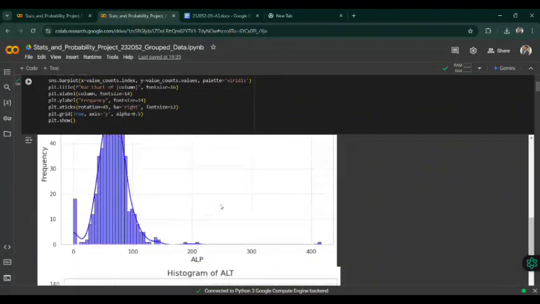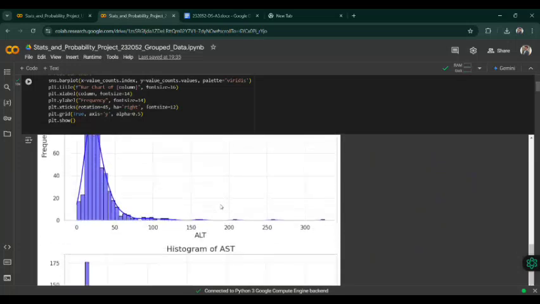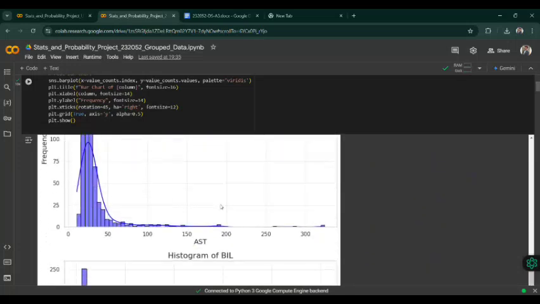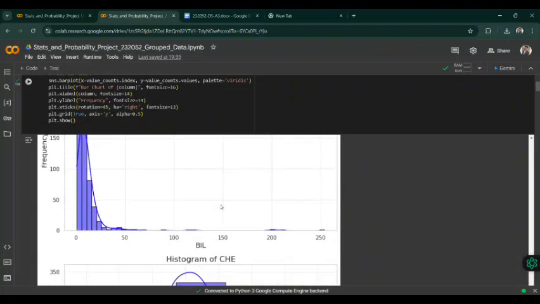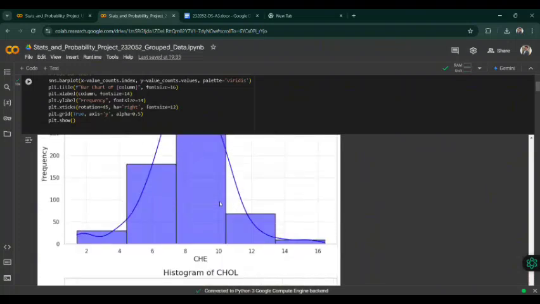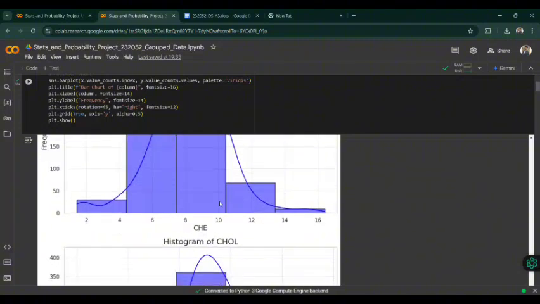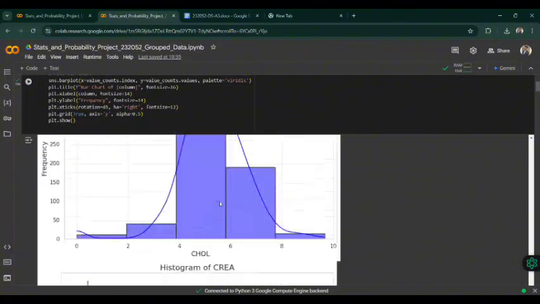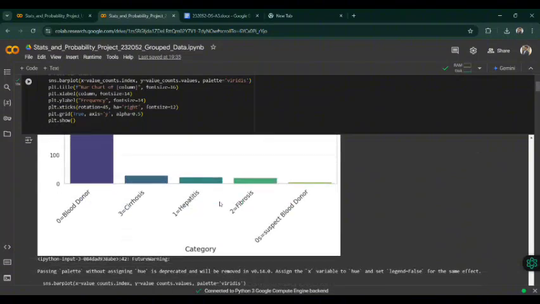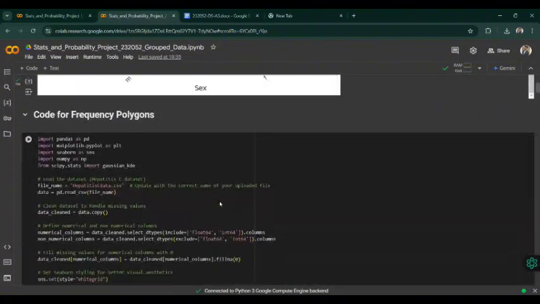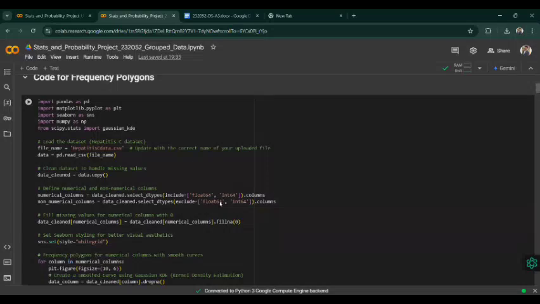those intervals. Each bar in the histogram gives us a sense of how concentrated or spread out the data is. Following the histogram, we will look into the frequency polygon.